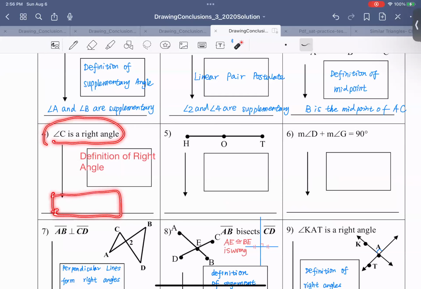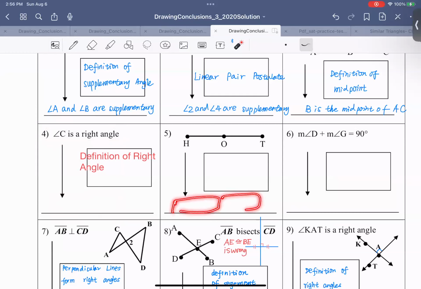Angle C equals 90 degrees. We want to say the measure of angle C is 90 degrees. Okay? And then for this one here, what should we say? HO plus OT equals HT. Very good. The reason here to be? Segment addition postulate. Very good.